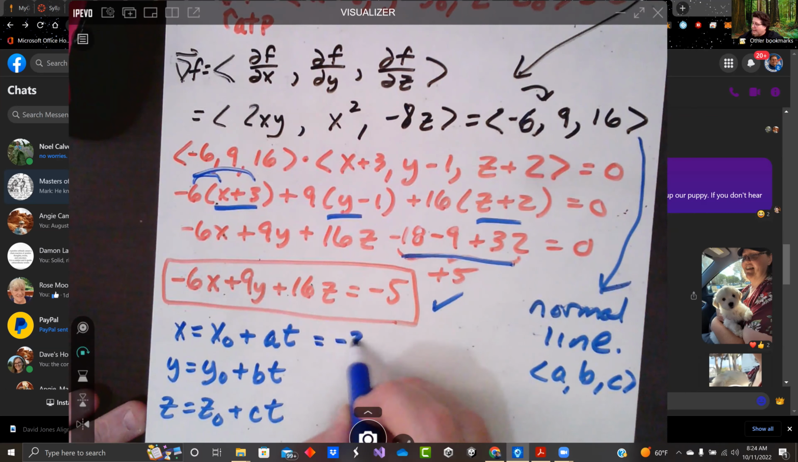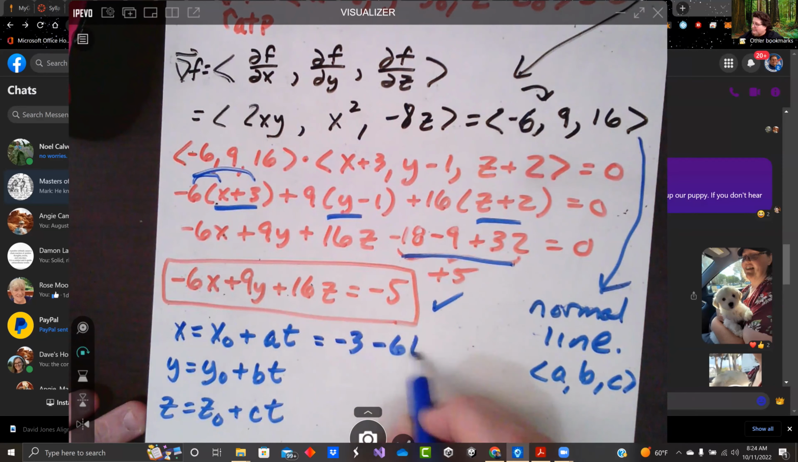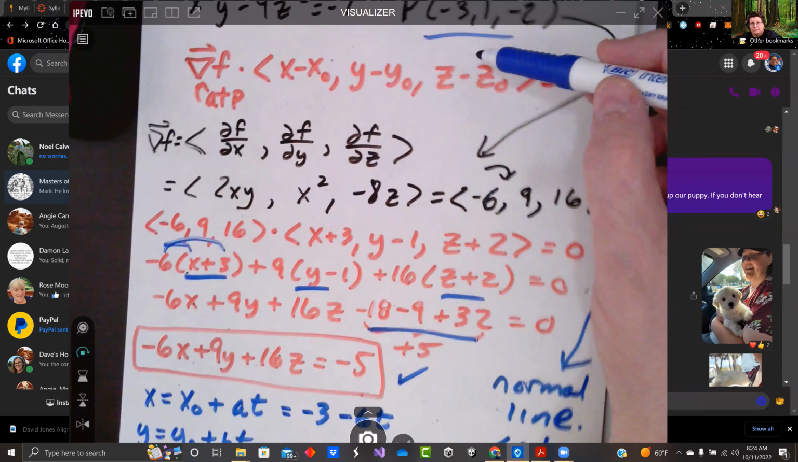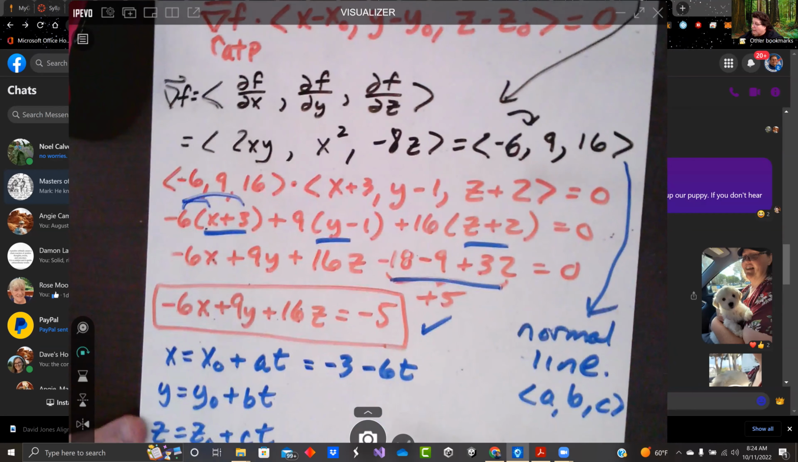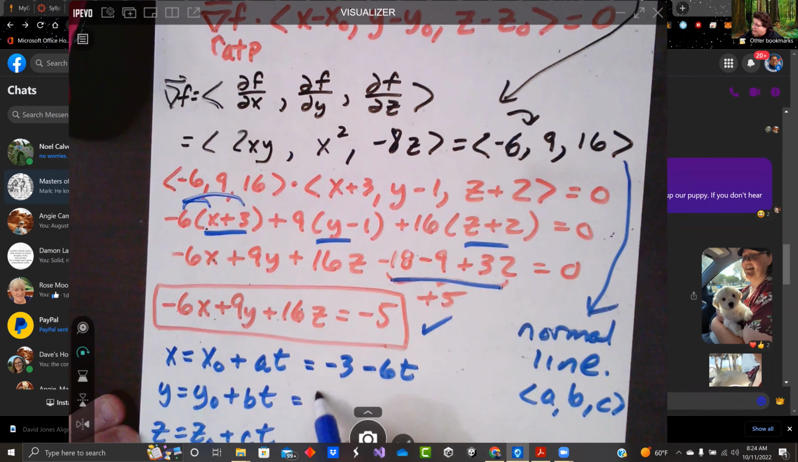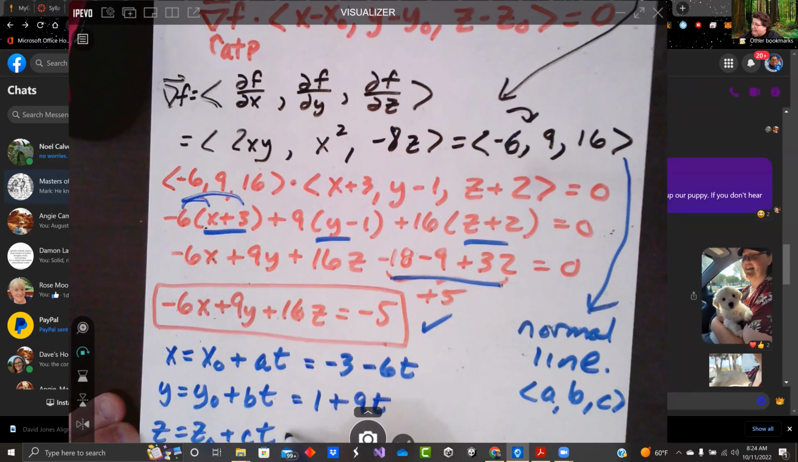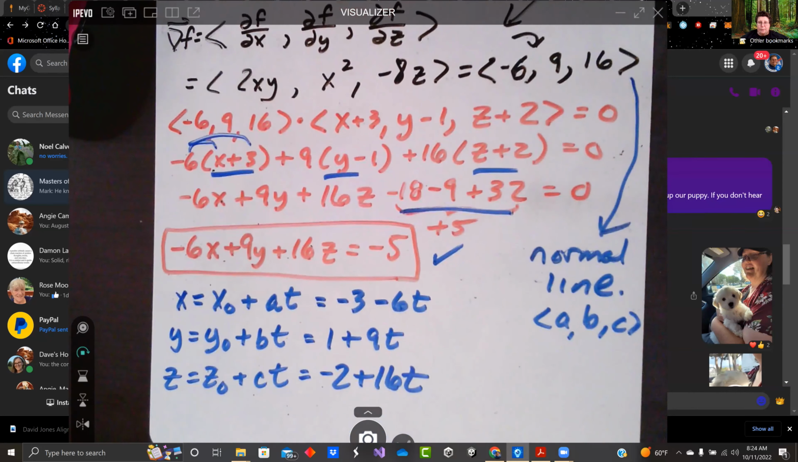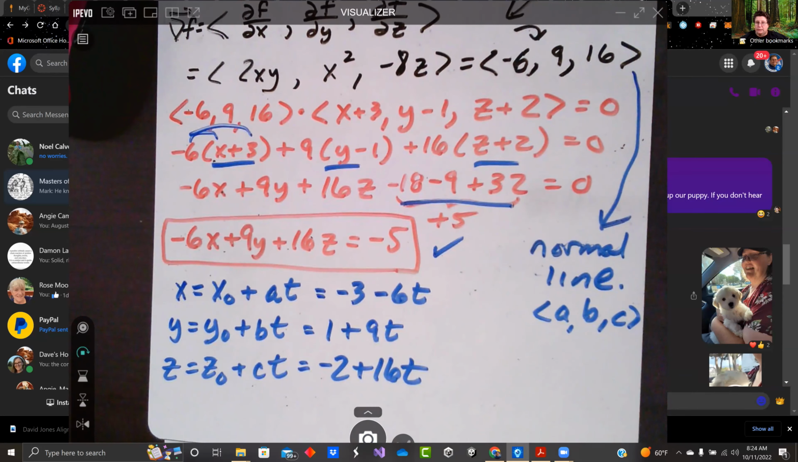So -3 minus 6t. I got the -6 from here and the -3 from the point. And then we've got 1 plus 9t and -2 plus 16t. So those would be our parametric equations for that normal line.